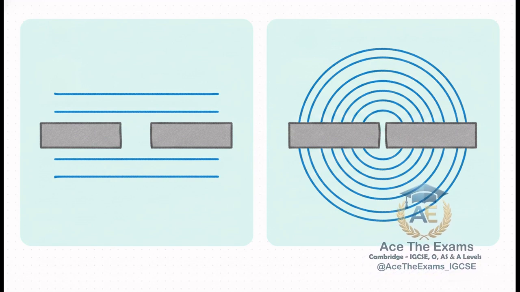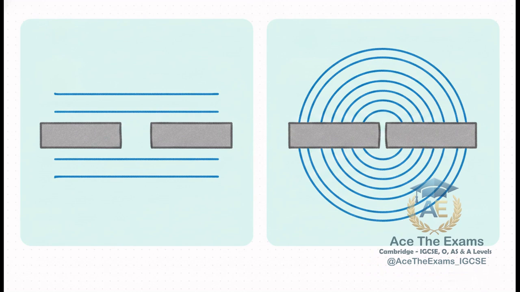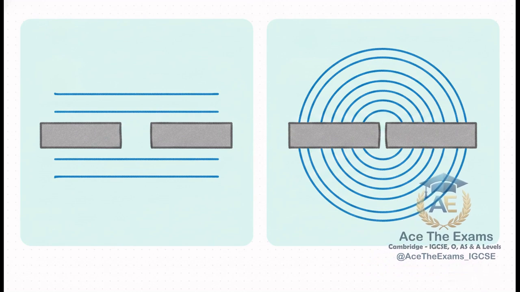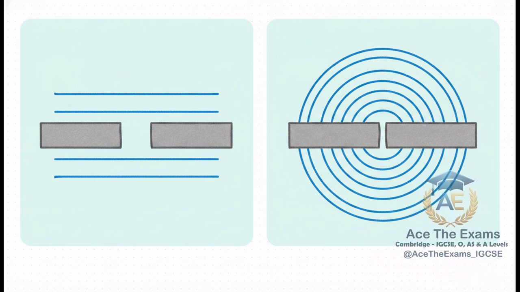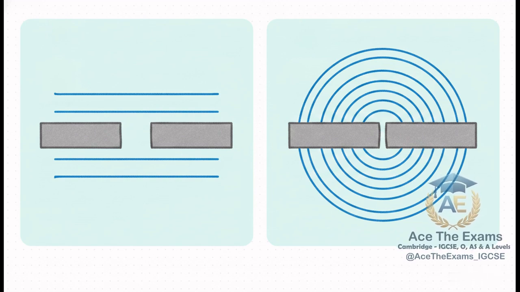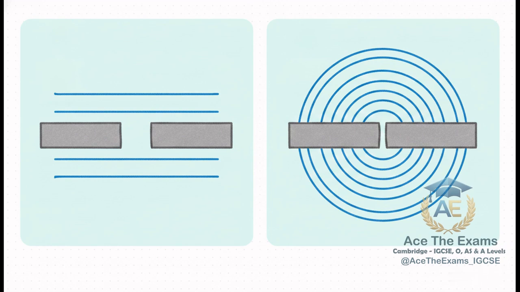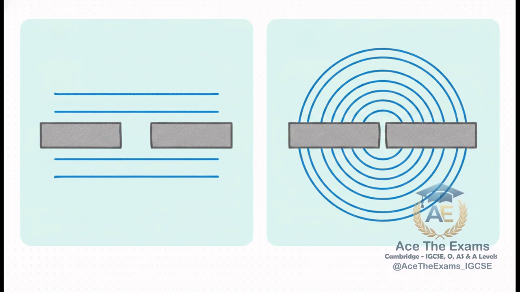If the exam asks you to explain this, let's use the framework. Your point is that the gap size relative to the wavelength is what dictates the level of diffraction. Your evidence is the specific visual difference between the straight ripples and the curved ripples. Your explanation is that maximum diffraction physically only occurs when the gap width matches the wavelength.